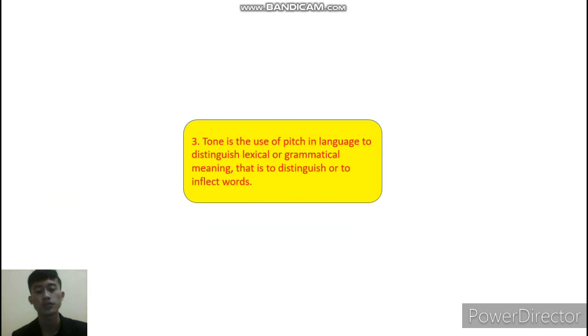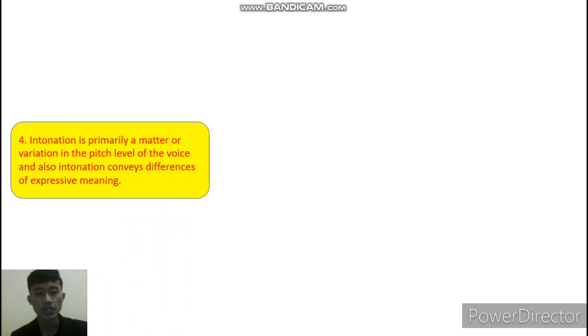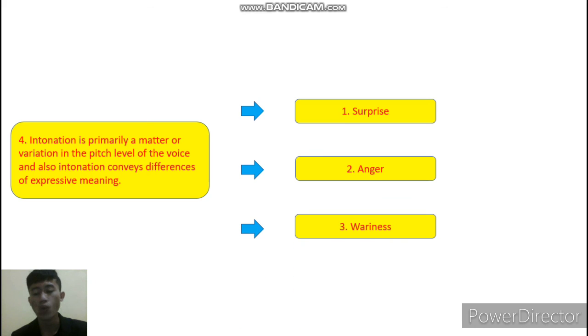Okay. Next is tone. What is tone? Tone is the use of pitch in language to distinguish lexical or grammatical meaning. That is, to distinguish or to inflect words. Okay. Now we move to the last one, intonation. Intonation is primarily a matter of variation in the pitch level of the voice, and intonation also conveys differences of expressive meaning. Okay, these are the examples of intonation: surprise, anger, and worthiness. Okay, that's all of intonation, the definition and the examples.